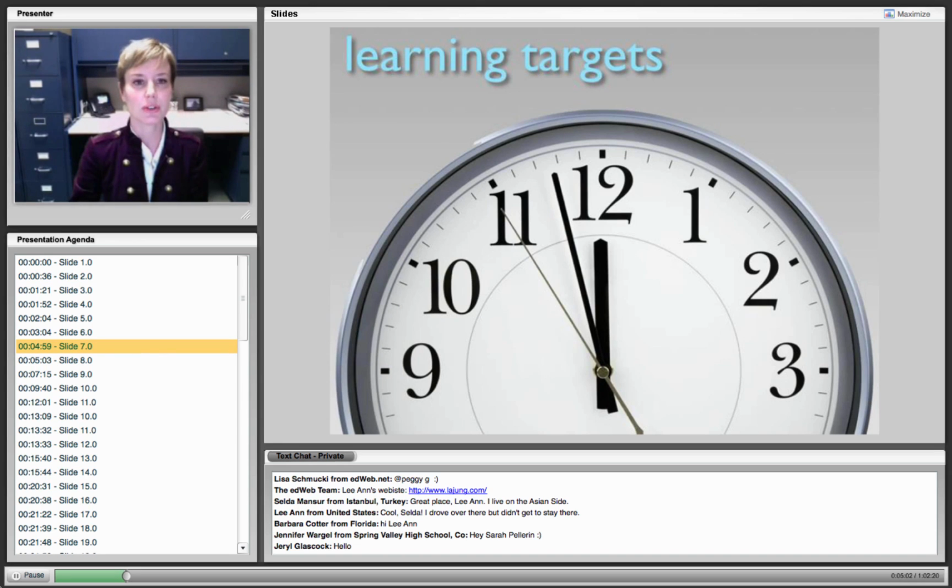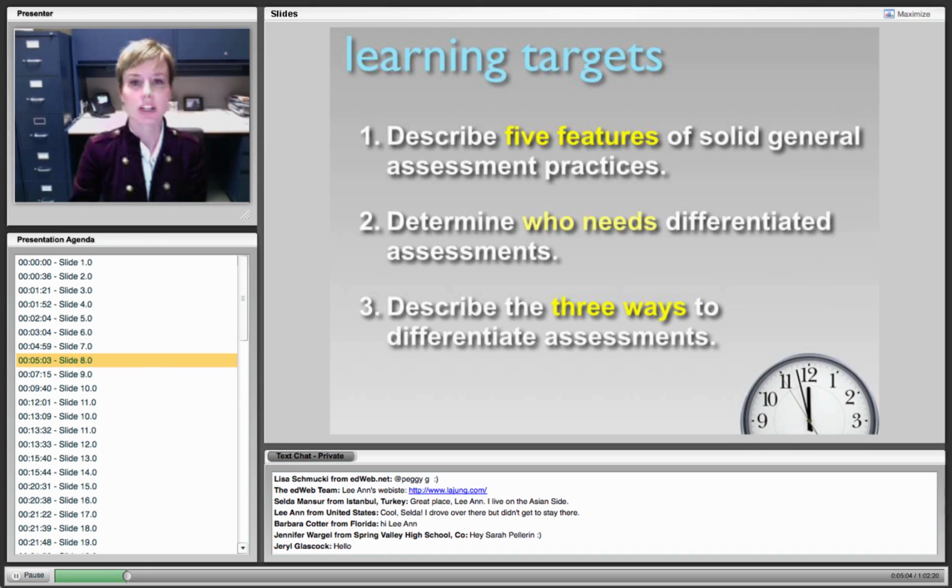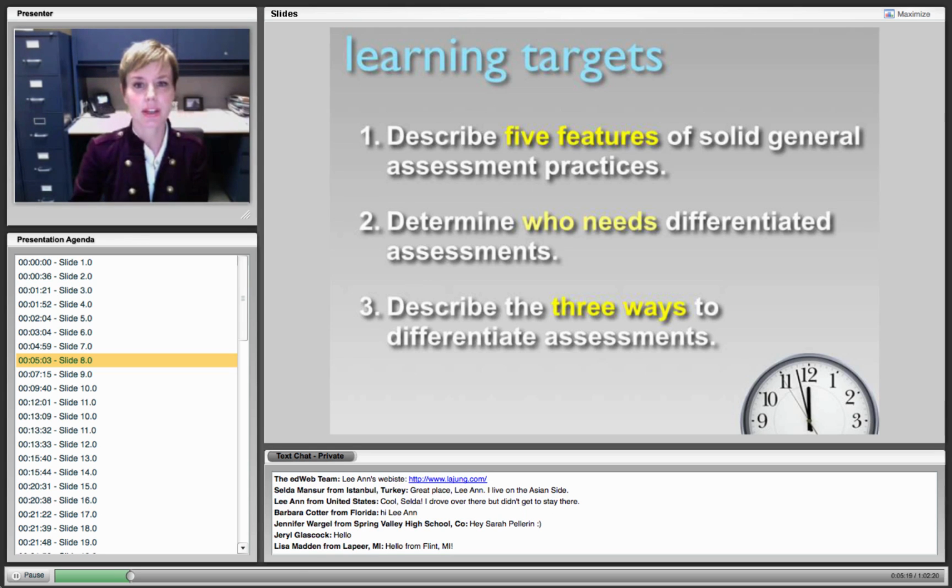And so this afternoon, our learning targets are first to describe some of the features of solid assessment practices. I had 5. We're only going to talk about 4 because I thought we would run out of time. So we'll talk about some of the many features that we could think about with regard to solid assessment practices for all learners. And these solid assessment practices are a necessary foundation on which we build high-quality assessments for struggling and exceptional learners.